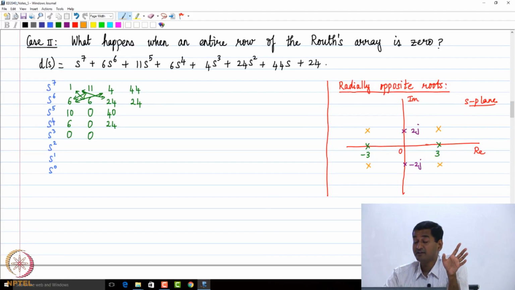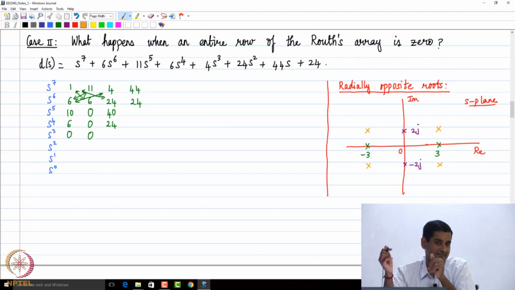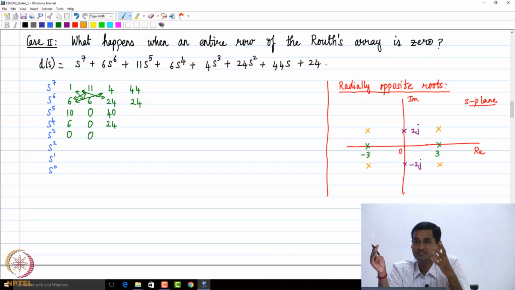And if you have radially opposite roots lying anywhere else, what will happen is that you are going to have -3 plus or minus 2j, +3 plus or minus 2j. That is also a radially opposite set, of 4 roots, but essentially they are radially opposite to each other. So, that is the definition of radially opposite roots.